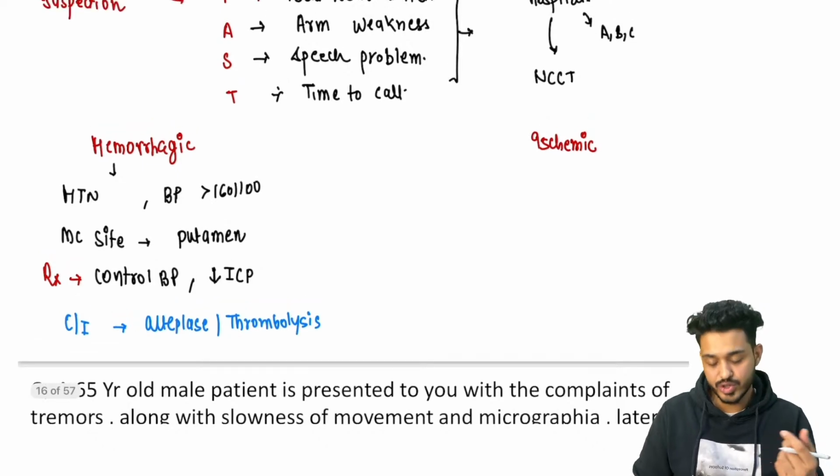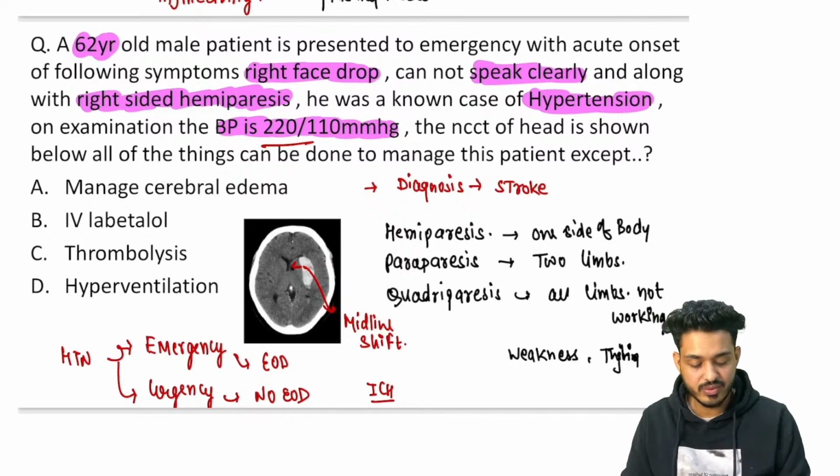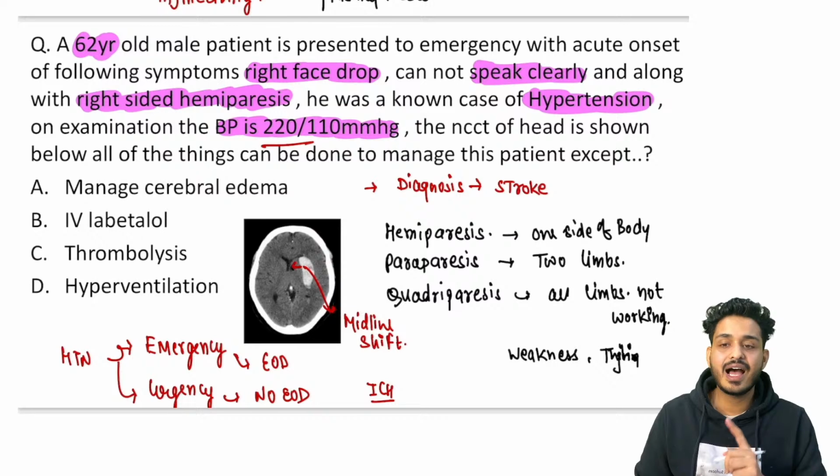Alteplase is basically going to do what? Thrombolysis, right? So this was our question. This is a hypertensive patient. We already know this is a hypertensive patient. What kind of a stroke is this? This is a hypertensive stroke.